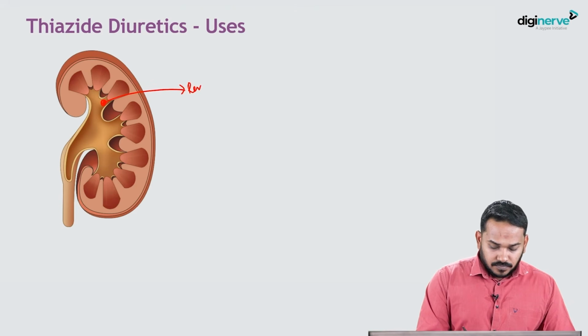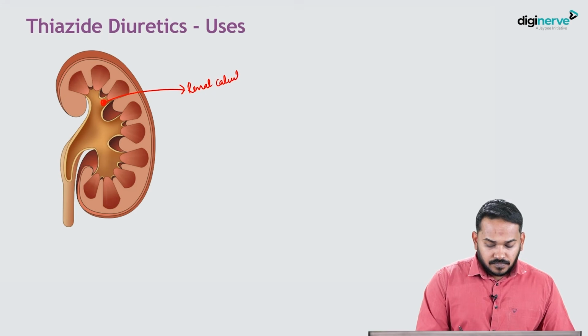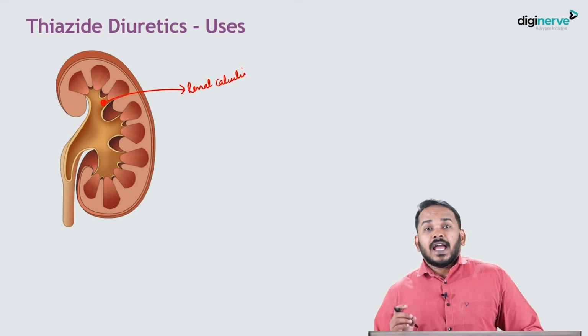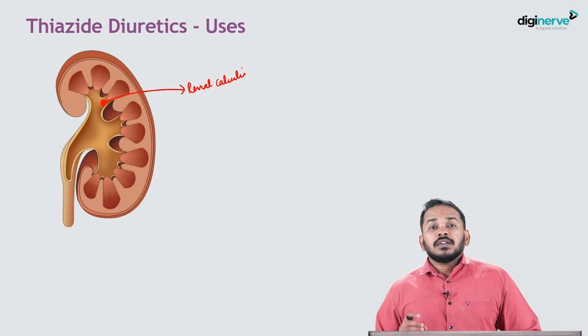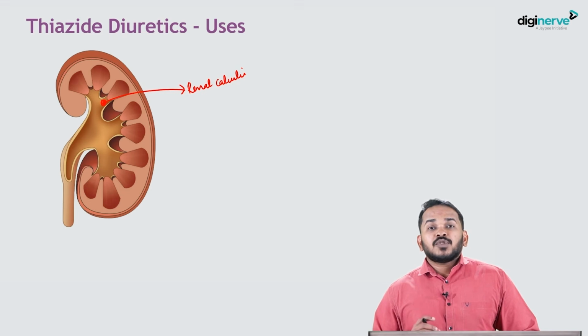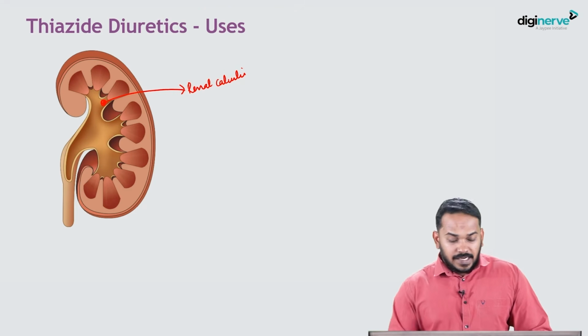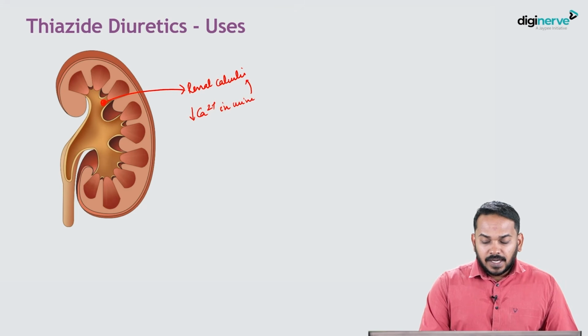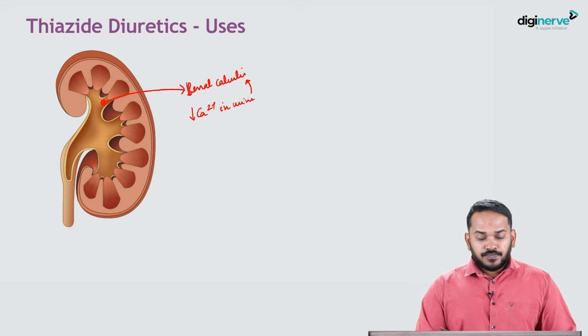Thiazide diuretics are used for the treatment of renal calculi. These renal calculi are due to deposition of calcium stones inside the kidneys. So thiazide diuretics will reabsorb the calcium from the distal convoluted tubule, and that will result in reduced calcium in urine, and that will reduce the renal calculi.